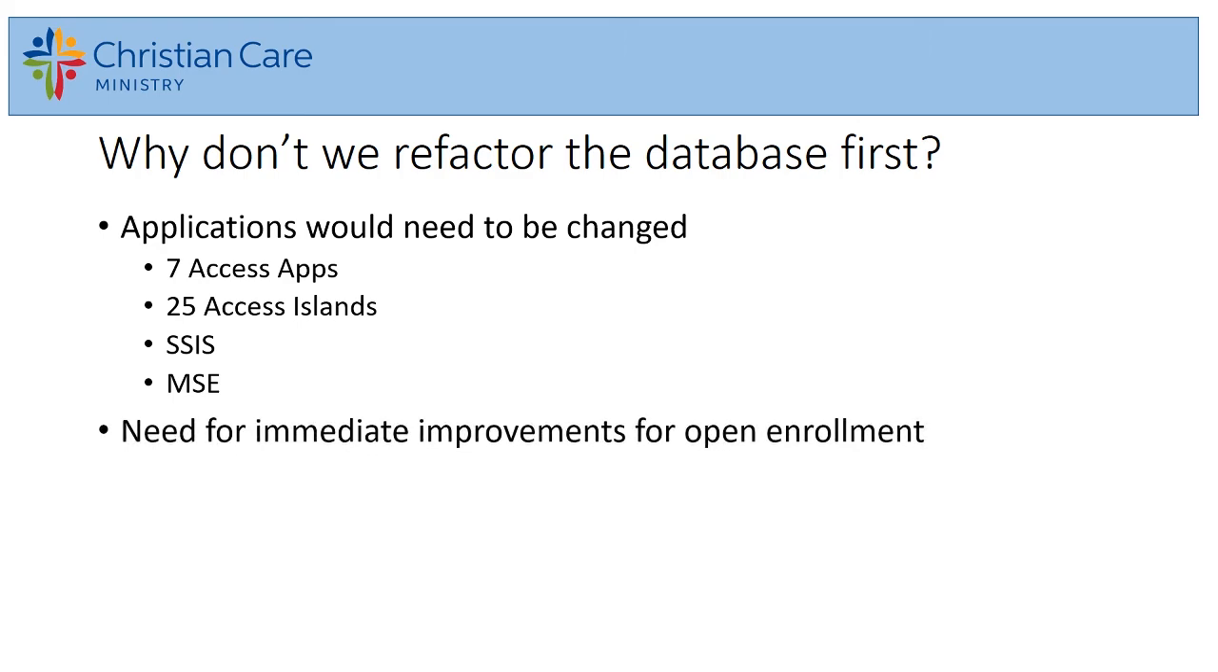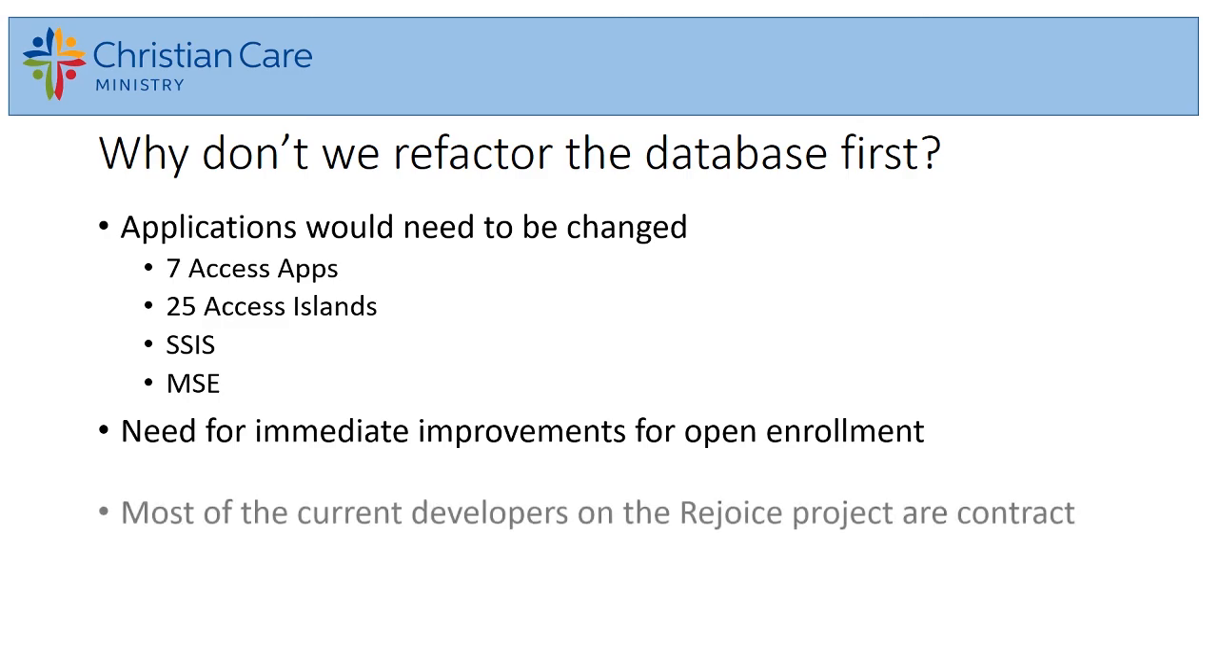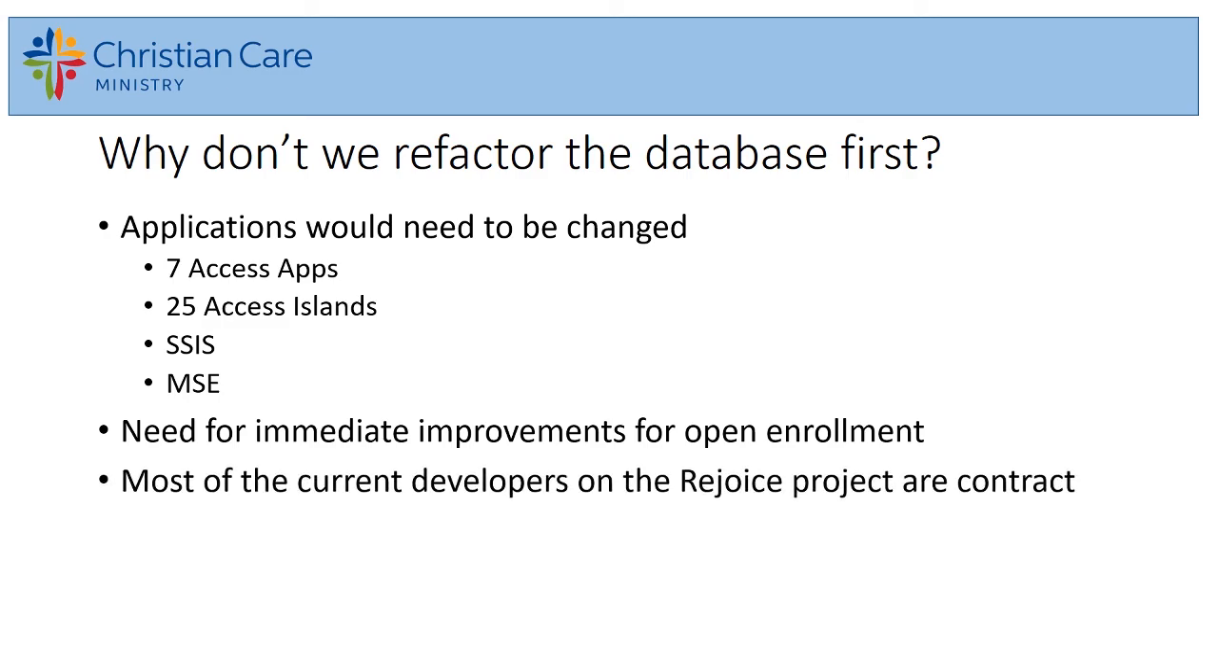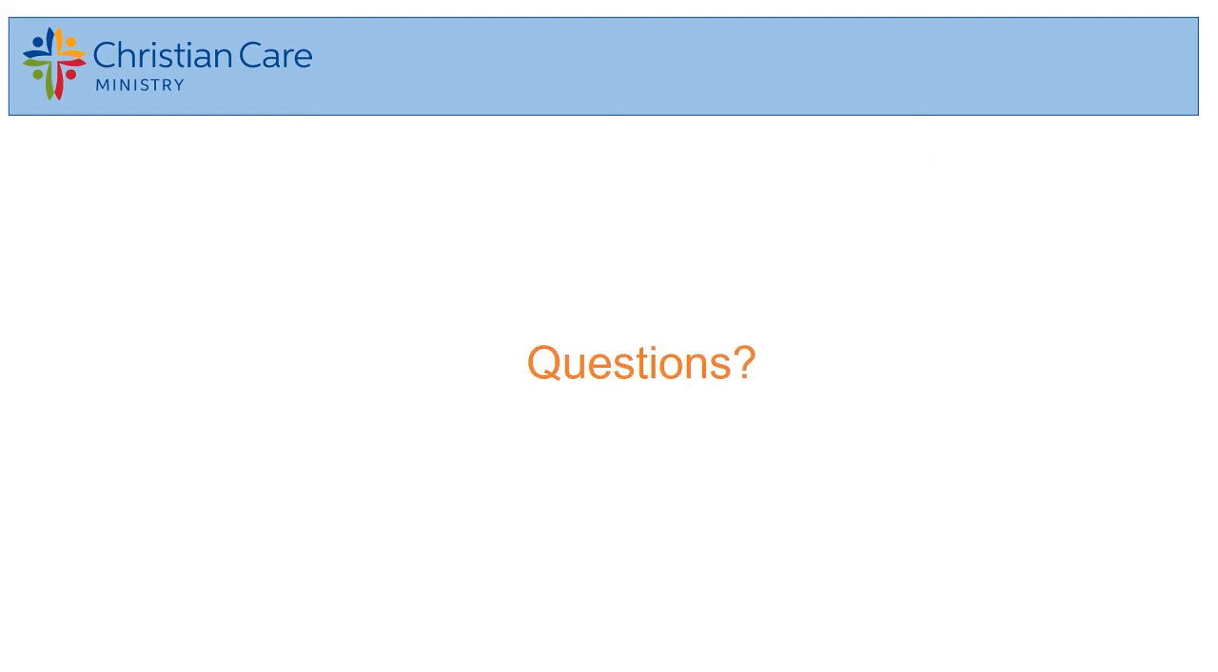Another reason why we don't do this is we have a need for immediate improvements for open enrollment. And finally, most of the current developers on the Rejoice project are contractors. They're only going to be on this project for a couple of months before their contract ends. That simply doesn't give us time to do much database refactoring, and we would start the learning process all over again. With all that, do we have any questions?